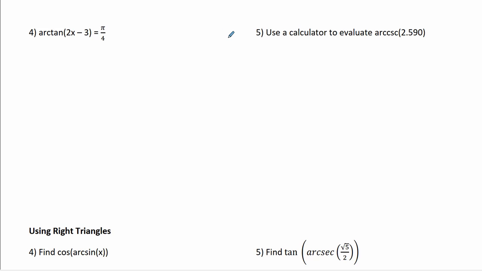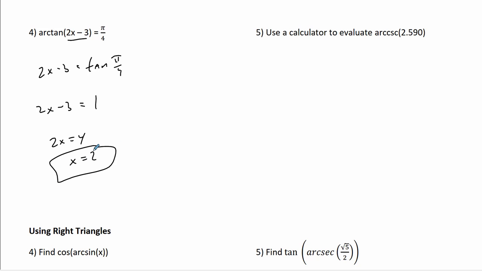Number 4, this one here is going to look a little different. But if I take the tangent of both sides, I get the tangent of arctangent, so that's just going to be the expression left inside, equal to the tangent of π/4. And so 2x minus 3 equals the tangent of π/4, which I believe is 1, because √2/2 divided by √2/2 is 1. And then 2x equals 4, x equals 2 should be your answer there.